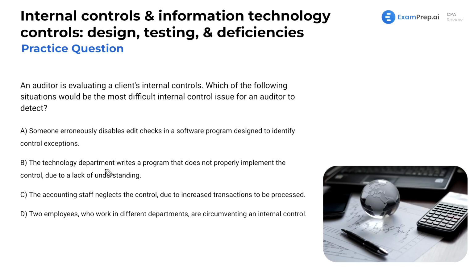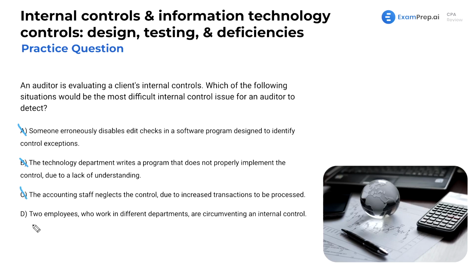The technology department writes a program that does not properly implement the control due to a lack of understanding. Again, something that you could probably find just from normal testing. The accounting staff neglects the control due to increased transactions to be processed. This is just something that's ignored because there's too much work going on. And then lastly, two employees who work in different departments are circumventing an internal control. Ding, ding, ding. We have found this, if you are remembering correctly, and as you should be.